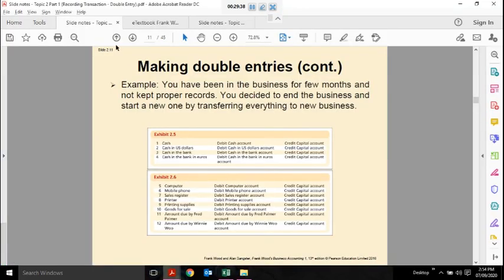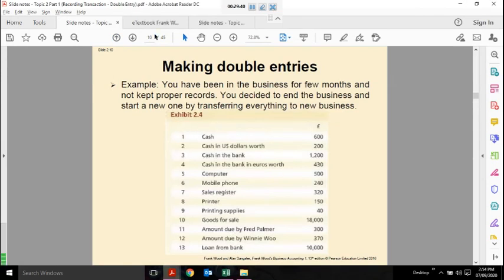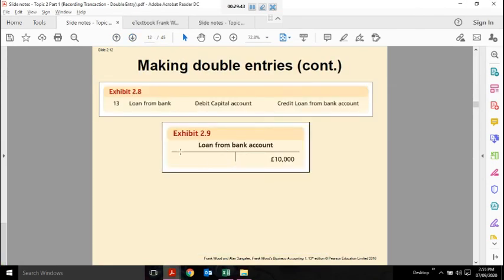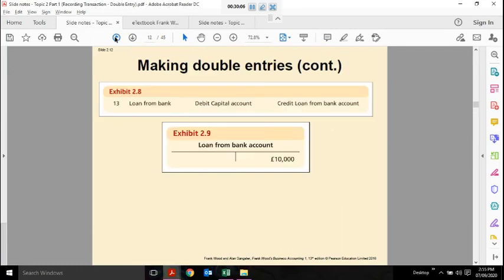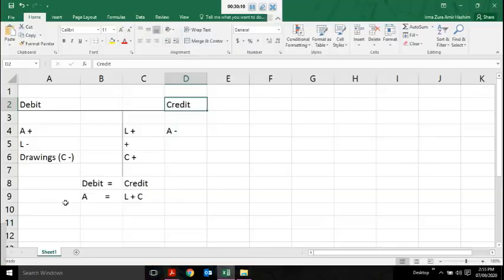So you look at here. You should record it as credit. So that's why, loan from bank, credit loan from bank account. Meanwhile, debit will be your capital account. This one will reduce your capital because you borrow it from others. So under the capital account, you should record it as loan from bank account. You should record it under the credit part, debit capital account, because it reduces this one.